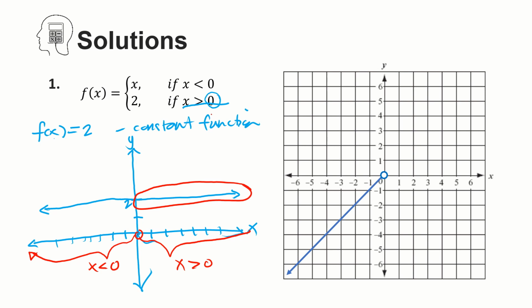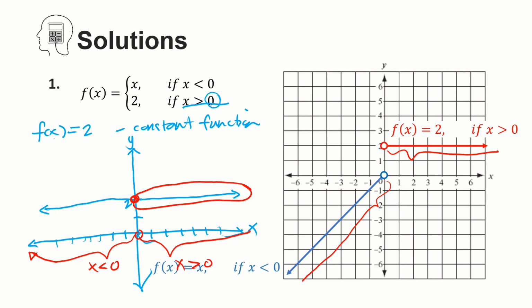And since 0 is also a not included value, then we make a hole at x is equal to 0. So thus the graph will look like this one. And our last step here is to label the graph of your subfunction. So this part of your graph is the graph for f of x is equal to x, and this part of the graph is our f of x is equal to 2. You can also use different colors to represent the different subfunctions.